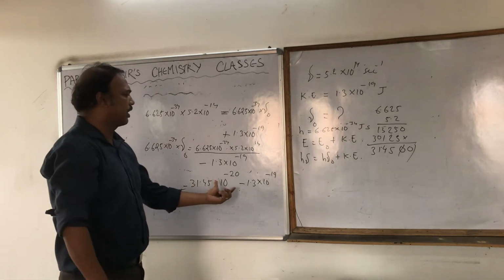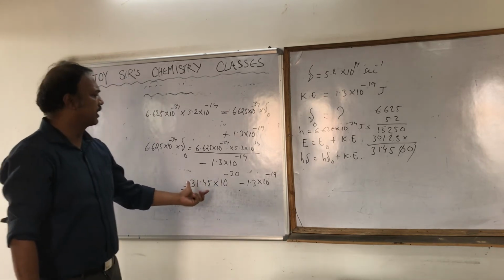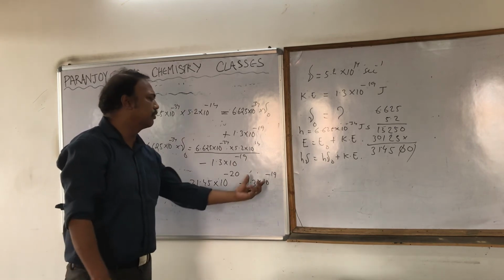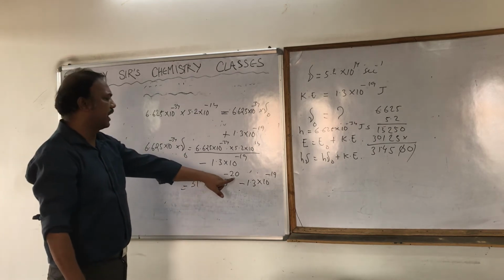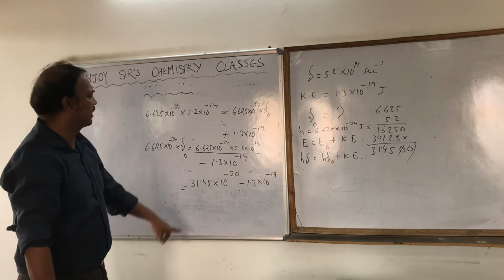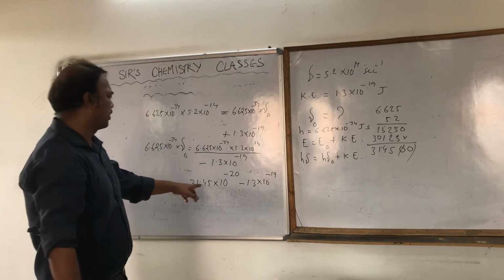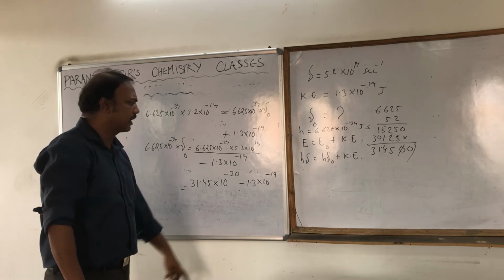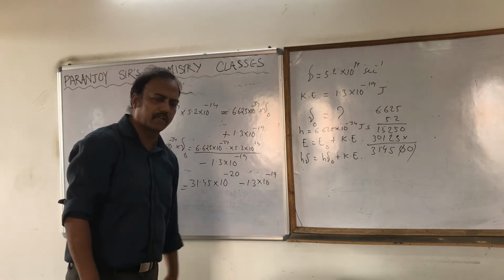While doing the subtraction like this, for the non-mathematics students, we have to make the power the same. Either you make it 20 or you make it 19, whichever way you want. If we make it 19, it will be multiplied by 10, so it will be 3.145 into 10 to the power minus 19. Or if you want to make it 20, that will be 13 into 10 to the power minus 20.